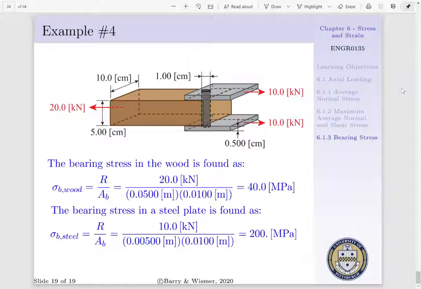Now the bearing stress in the steel plate is found as follows. We would determine our reactionary force and divide it by our bearing area. The reactionary force for a single steel plate is 10 kilonewtons, and our bearing area is going to be a thickness of half a centimeter times the diameter of our bolt hole, 1 centimeter. And we find our bearing stress of the steel to be 200 megapascals.